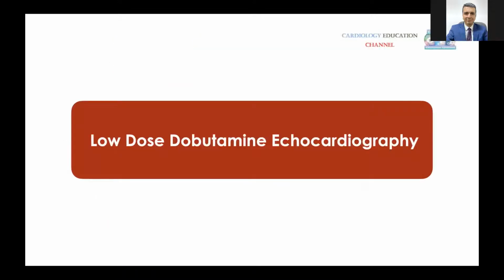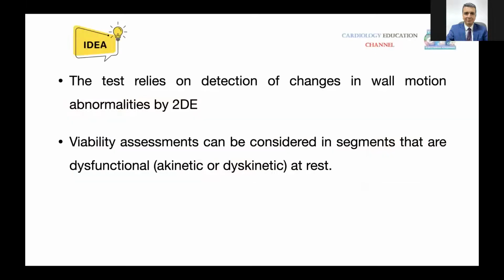The use of low-dose dobutamine echocardiography for detecting a viable myocardium. The test relies on detection of the changes in the wall motion abnormalities by 2D echocardiography. The viability assessment can be considered in segments that are dysfunctional at rest, either akinetic or dyskinetic. So you are not doing a viability test for a segment that's showing hypokinesia at resting state. You are doing a viability test, or the dobutamine stress echo, for segments that show akinesia or dyskinesia at rest.